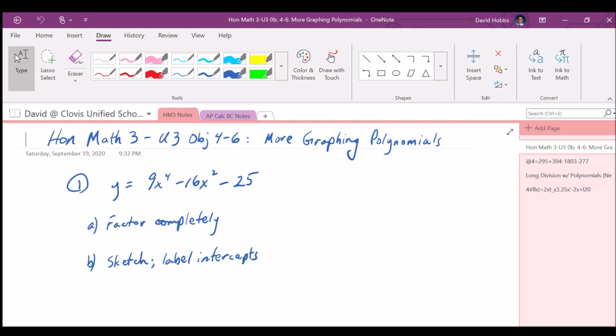Now, remember, when we say factor completely, we are actually saying factor completely over the integers. So if we have to go into imaginaries, or radicals or something like that to factor, that's not what we mean by factor completely. We mean factor completely over the integers. But there are also some problems where we're going to be sketching, and part of the sketch is always labeling the intercepts, because we're not just doing the end behavior. We're doing more than that.